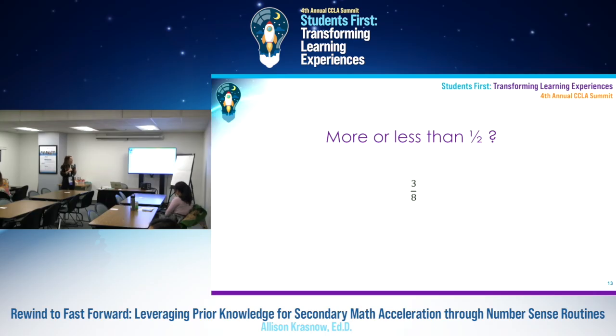Once you've done that, if you can think of another way to explain it, put a second finger on your chest. If you can think of a third way to explain it, put your third finger on your chest, etc. I'm just going to stop talking for a minute and let you think about ways you might explain how you know if 3/8 is more or less than a half. So go for it.